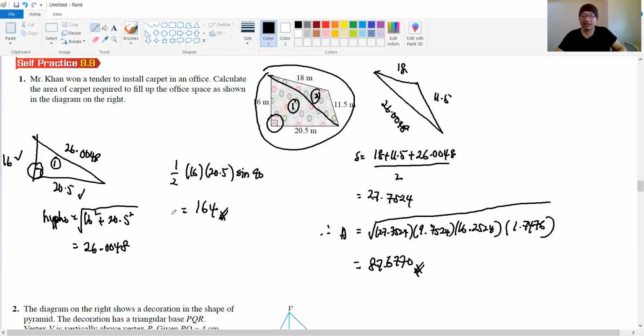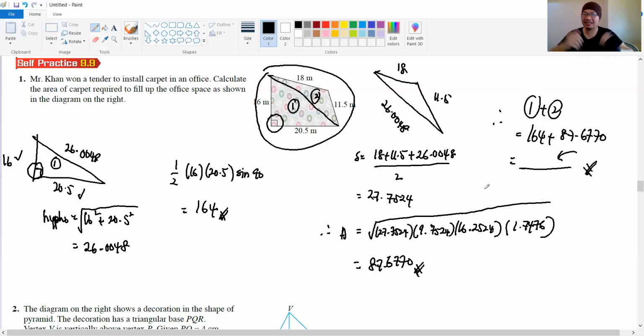After we have determined the second area, the total area for the whole thing is the first plus the second. The first is 164, and then plus 87.6770. That is your final answer. Now calculate for me this answer. Settle. That is your first question, 9.9.